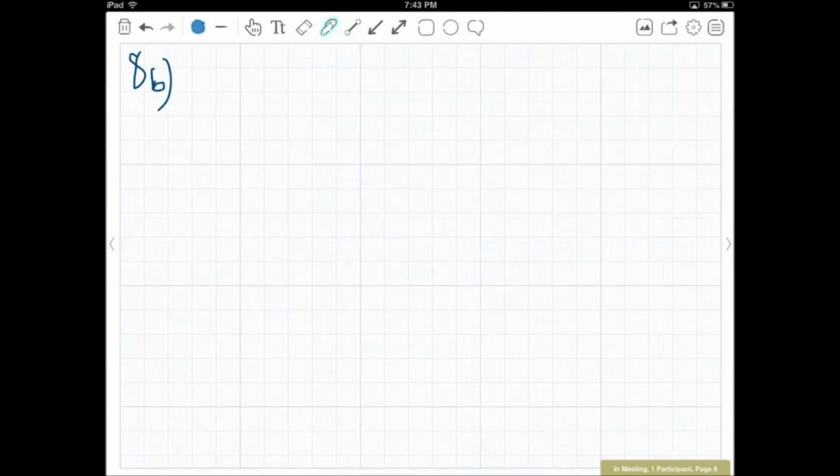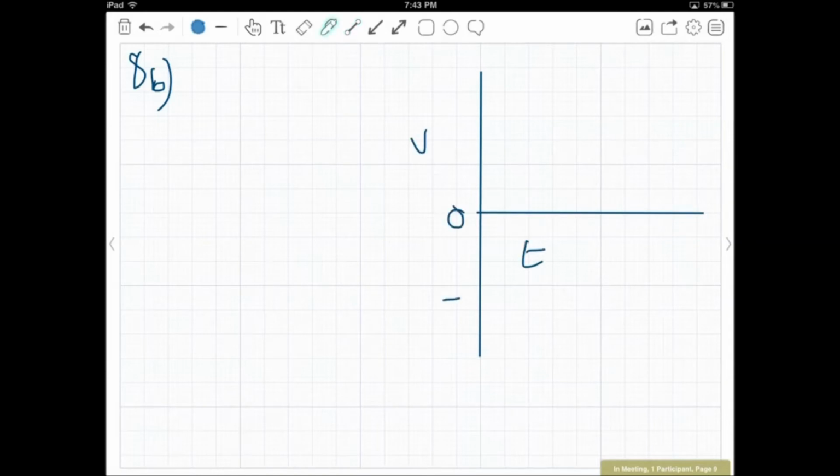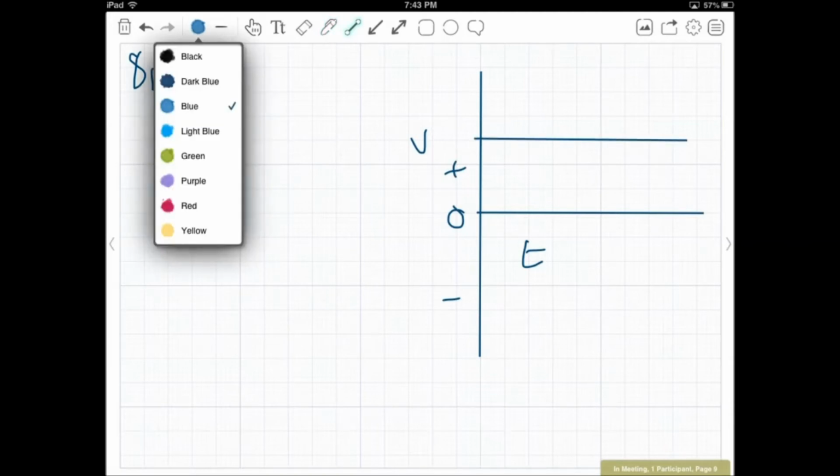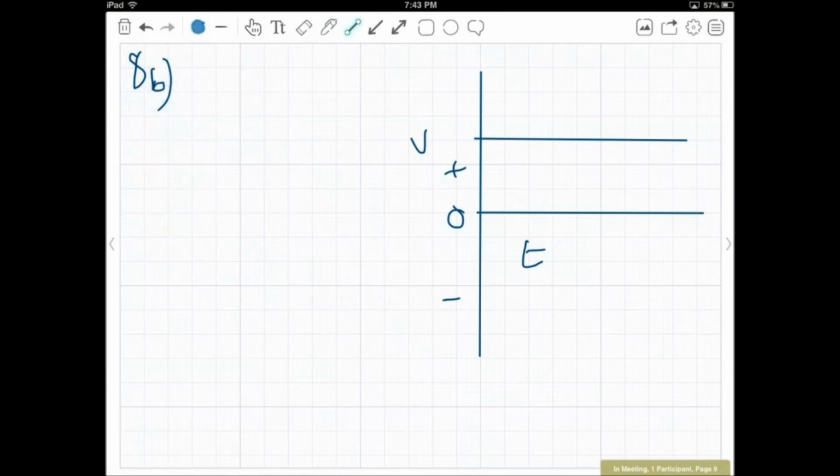8B. For 8B, we have a velocity time graph. And it looks like this. So what can we say about 8B based on its velocity time graph? One, we can't say where it starts. We would have to have a position time graph, so we can't say initial distance. Right? We can talk about its velocity though.